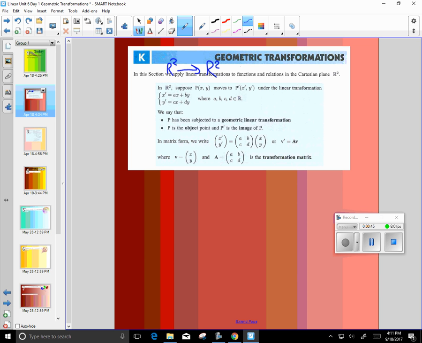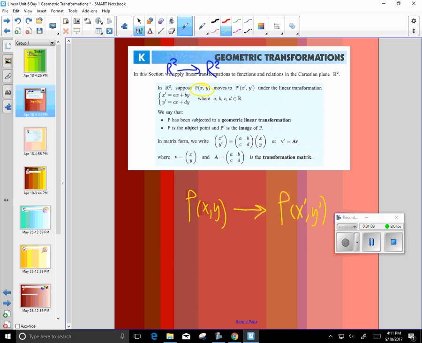With 2D to 2D, you can look at some of the basic transformations like stretches, shrinks, reflections, projecting onto a line, things like that. So what I'm going to start with is just reviewing what you're actually doing to the points. You're taking a point P(x, y), and you're changing it somehow to P'(x', y').